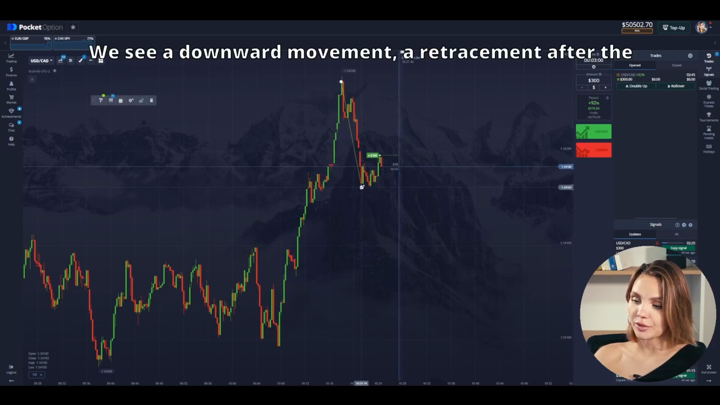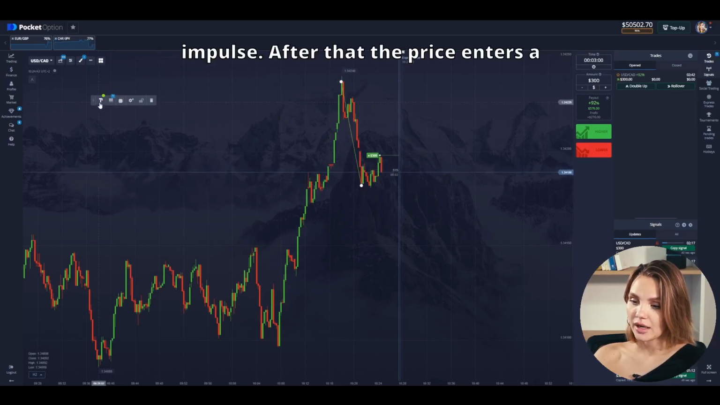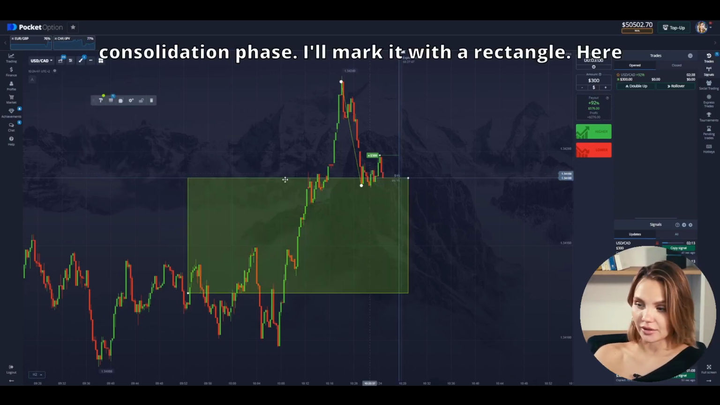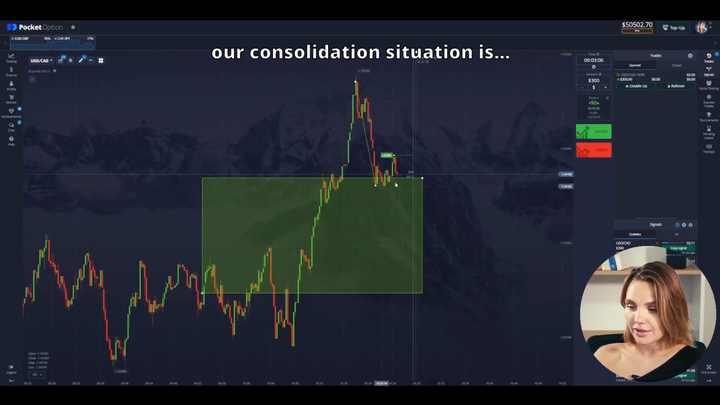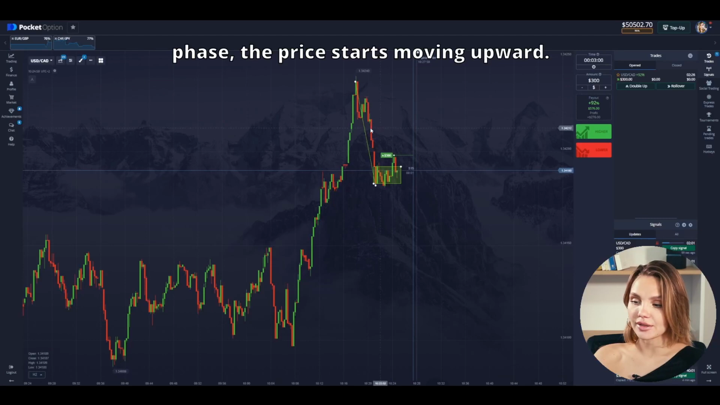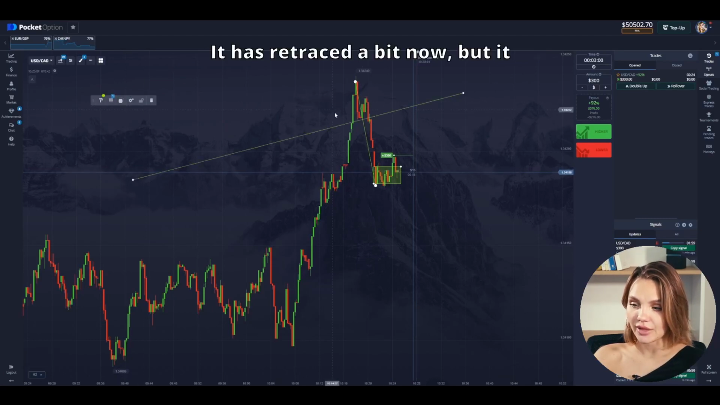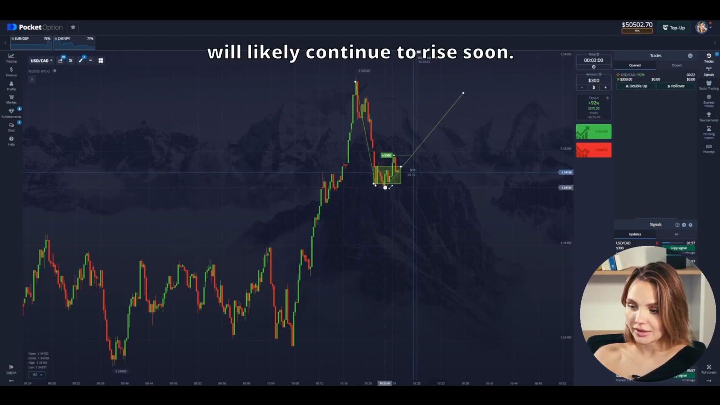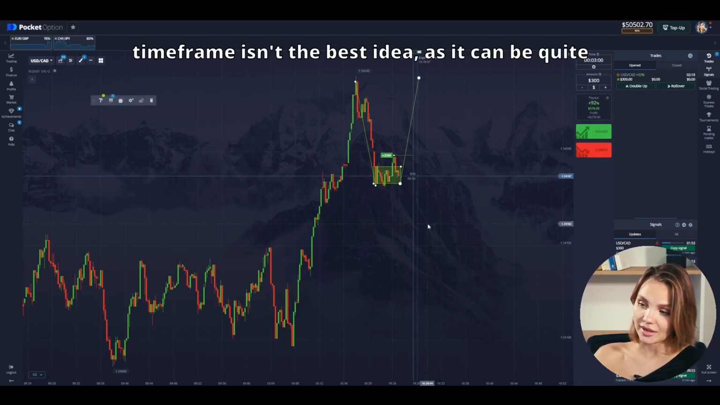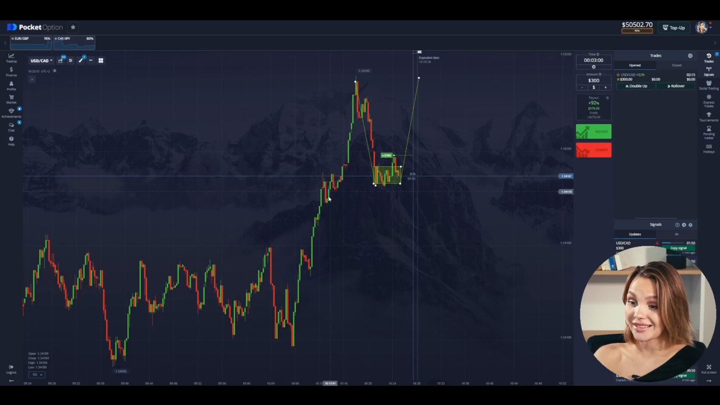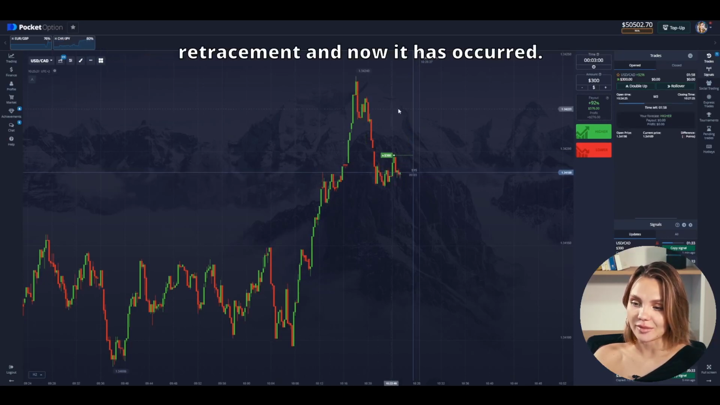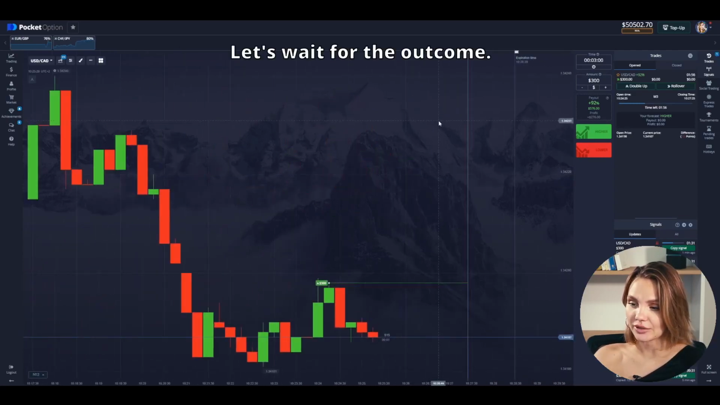We see a downward movement, a retracement after the impulse. After that, the price enters a consolidation phase. I'll mark it with a rectangle. Here our consolidation situation is... Well, after this consolidation phase, the price starts moving upward. It has retraced a bit now, but it will likely continue to rise soon. Of course, analyzing the 15-second time frame isn't the best idea, as it can be quite imprecise, but in this case, I waited a long time for the retracement and now it has occurred. Let's wait for the outcome.